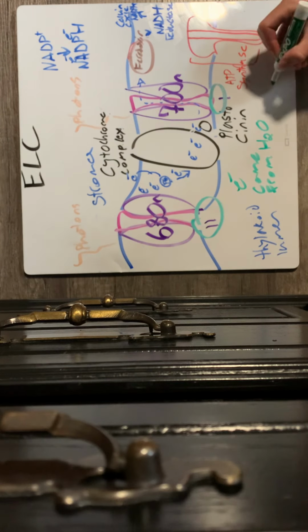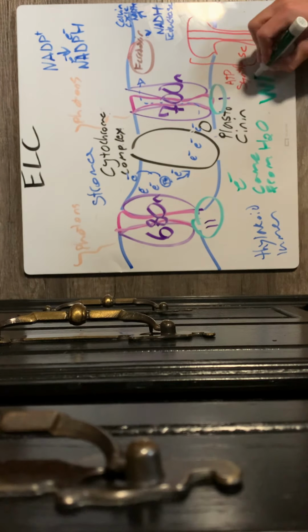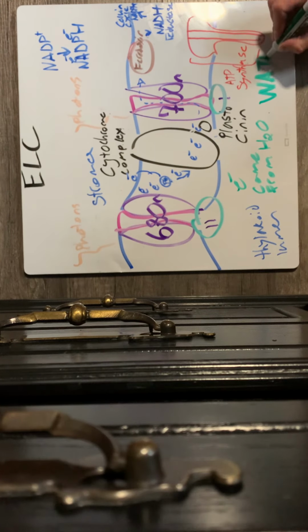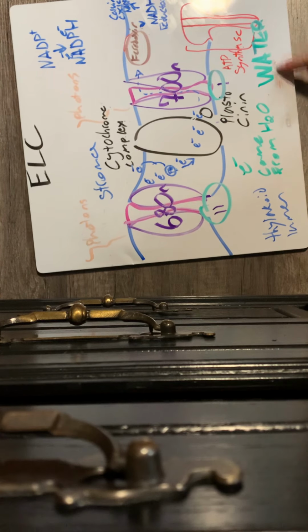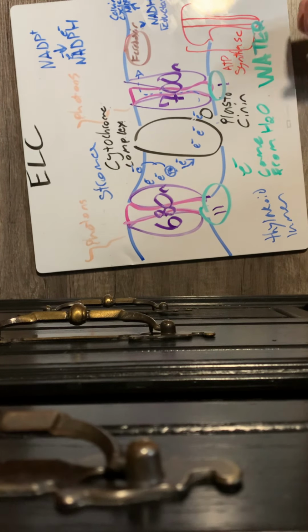Well, it's important to remember water and light power photosynthesis. Photosynthesis would not occur without this. That is not how you spell light. It's been a long day. And that is the electron transport chain.